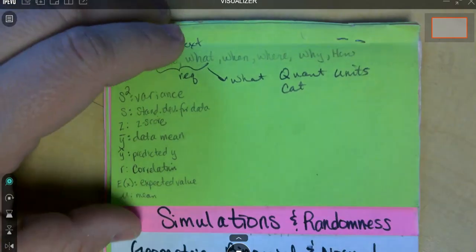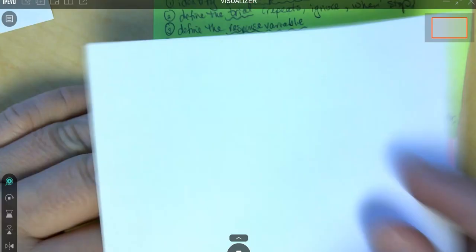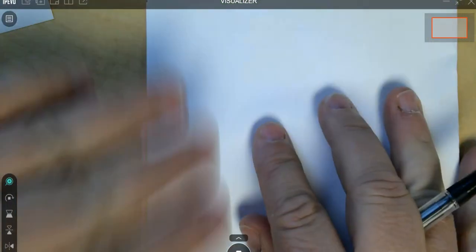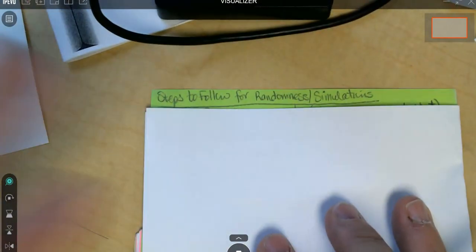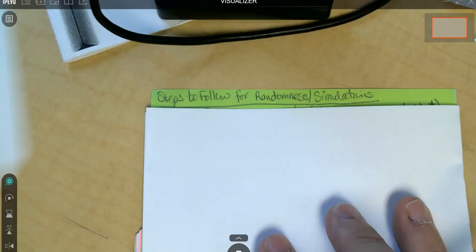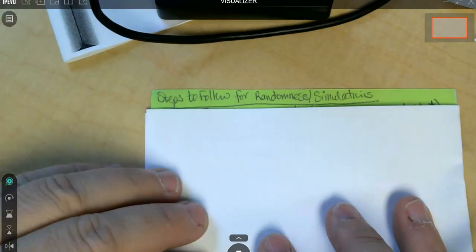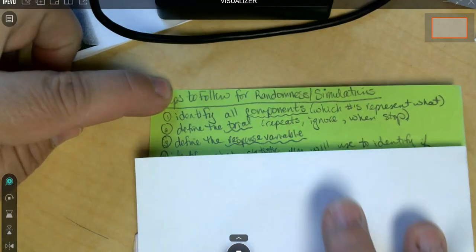Okay, now we're going to go to simulations and randomness. So if you open up this tab. There's a really good chance they've kind of backed away from simulations. You could have problems on it, but I don't think they're going to have you show a simulation, which is a bummer because I love simulations. But remember, these are the steps that you have to follow, because if they do have one, they have to explain it clearly so anybody could follow it. So remember, here are the 4 steps.